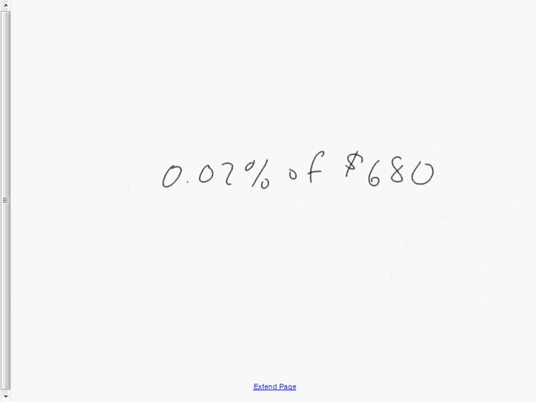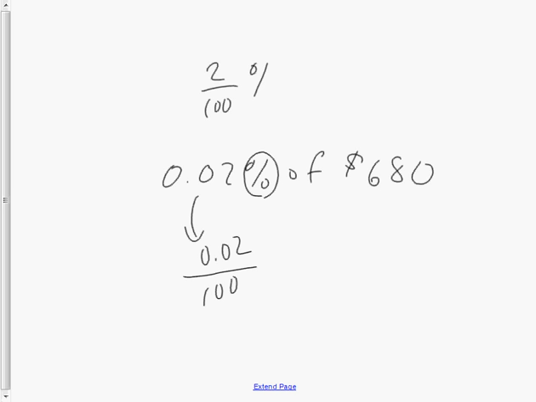The second question asks you to find 0.02% of $680. So this is a calculator question, and you're allowed to use a calculator, but you don't necessarily have to if you didn't want to. You could do it a different way. But with a calculator, what you should do is first, because it's a percent, it's always out of 100, and 0.02% is 2/100ths of a percent. Another way I could write that would be 2/100ths of a percent.